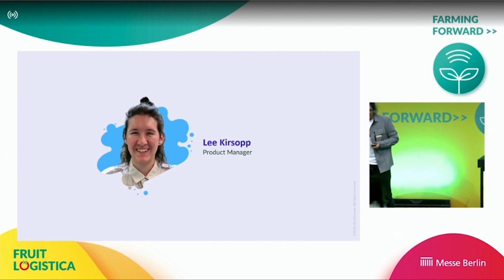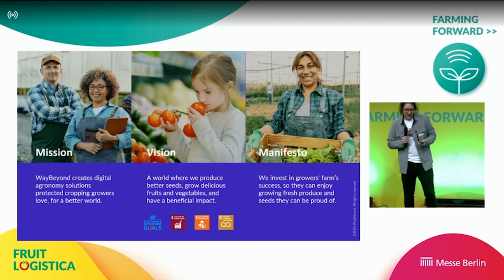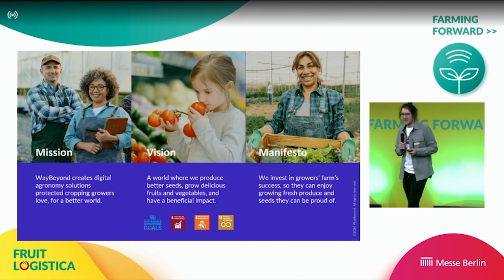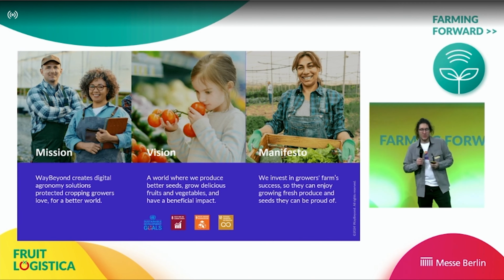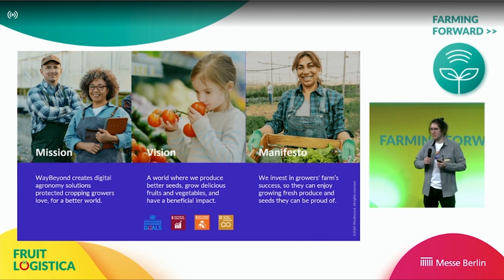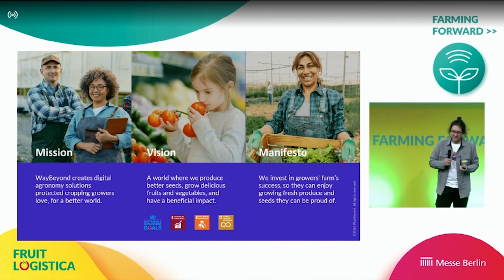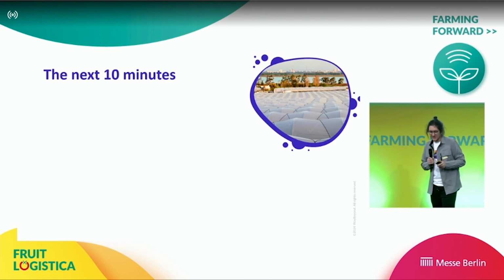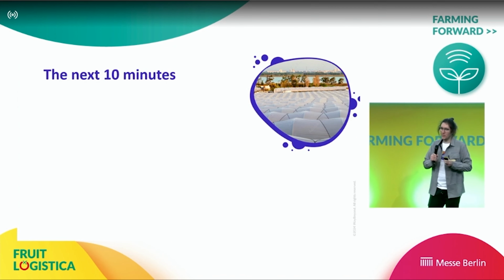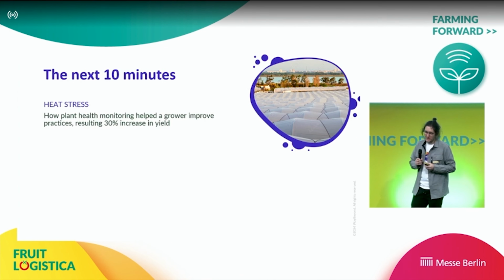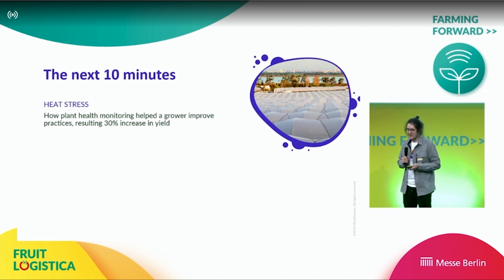So I'm Kirsopp. I'm a product manager at Way Beyond. And a little bit about Way Beyond. We work with protected growers to help improve their crop management practices, to improve yield, quality, consistency through digital agronomy. So in the next 10 minutes, I'm going to look at 3 grower problems that we've heard from the growers that we work with that digital agronomy has helped solve.